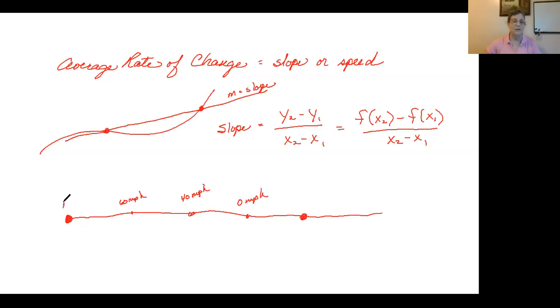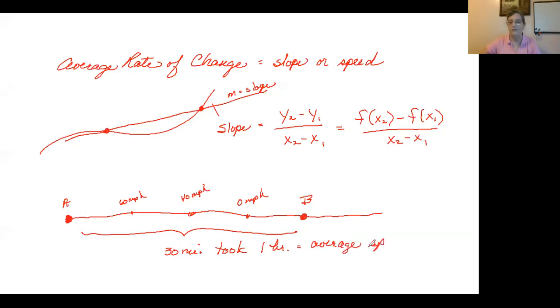But if you start at point A and you end at point B, if the distance between point A and point B is 30 miles, and it took you 1 hour, then your average speed, your average rate of change of your location, was 30 miles divided by 1 hour, which is 30 miles per hour. Miles per hour, of course, means how far you go in 1 hour.